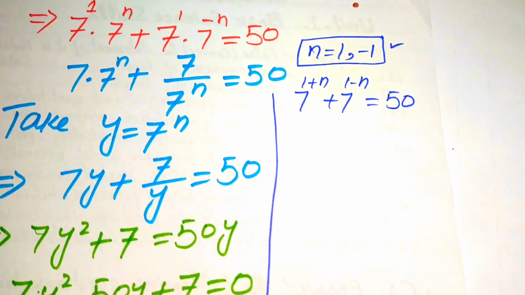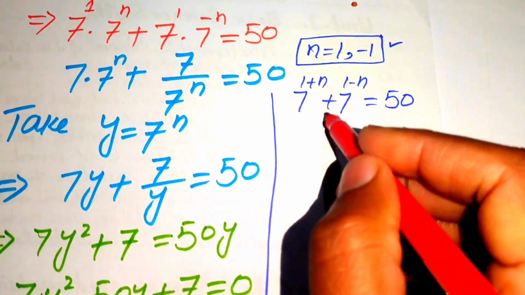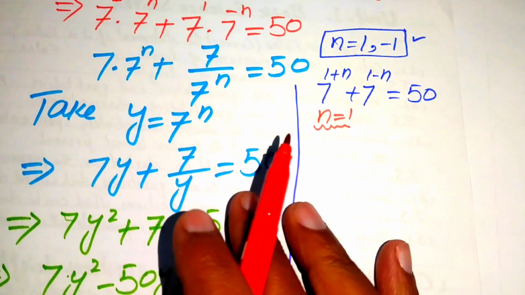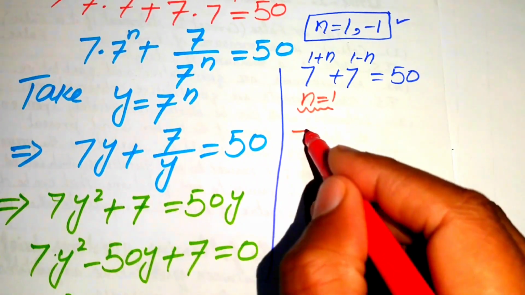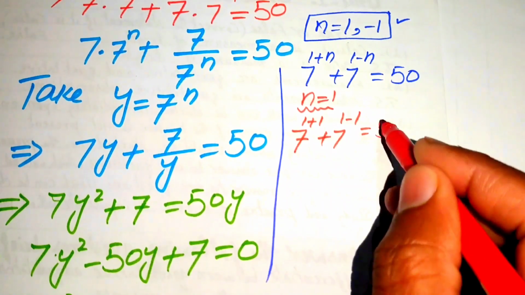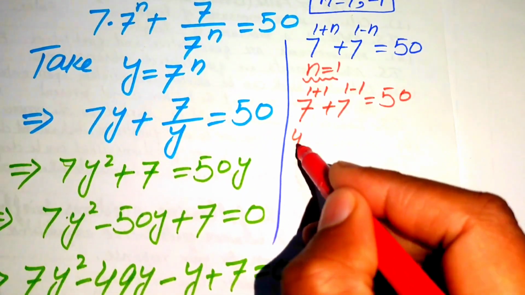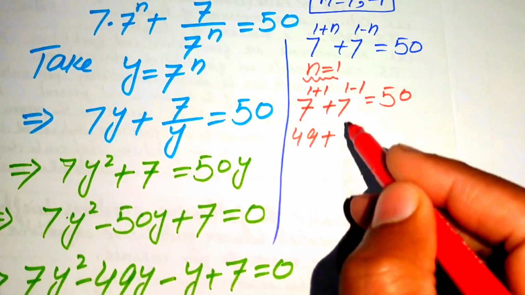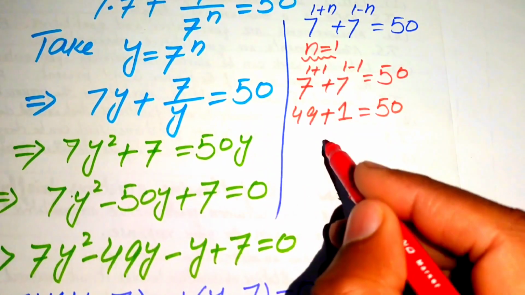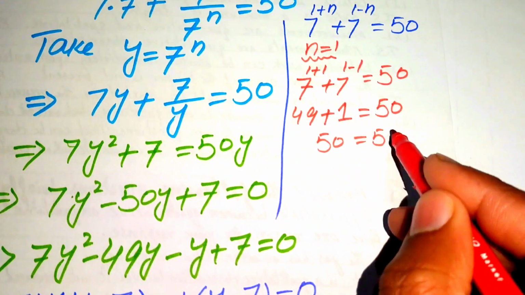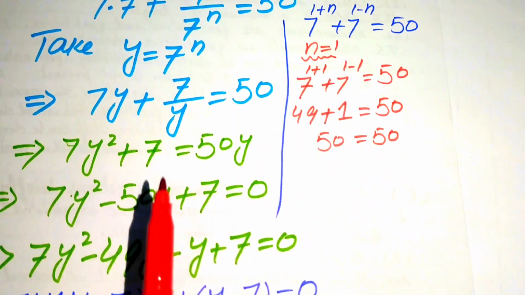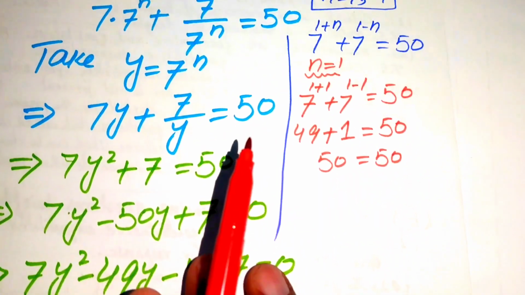So now first we substitute n equals 1. When we put n equals 1 in this equation, then you get 7 to the power of 1 plus 1 plus 7 to the power of 1 minus 1 equals 50, and we get 49 plus 7 to the power of 0 is 1. You know that something to the power 0 is equal to 1. And we have 50 equals 50. So this means that n equals 1 satisfies the given question statement. So n equals 1 is the first solution of the given equation.